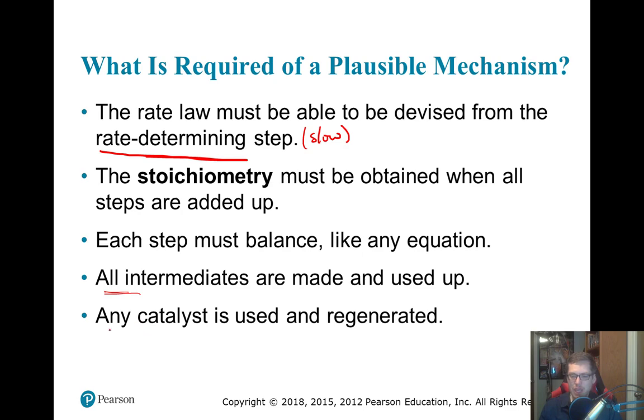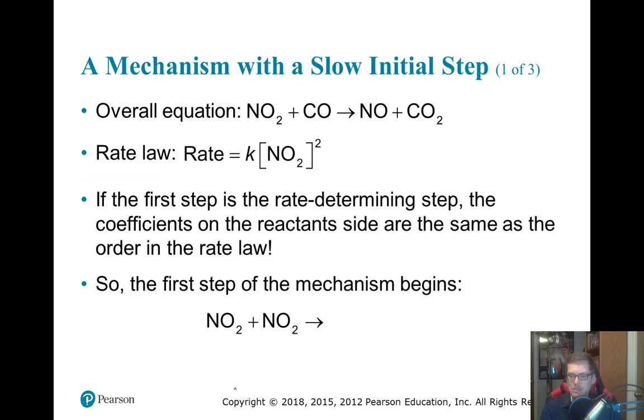And then if there's a catalyst added, you need to use it in the first step and then regenerate it as a product somewhere else. All right, so a mechanism with a slow initial step. This is your first foray. We've got this overall reaction here: NO2 plus CO yields NO and CO2.